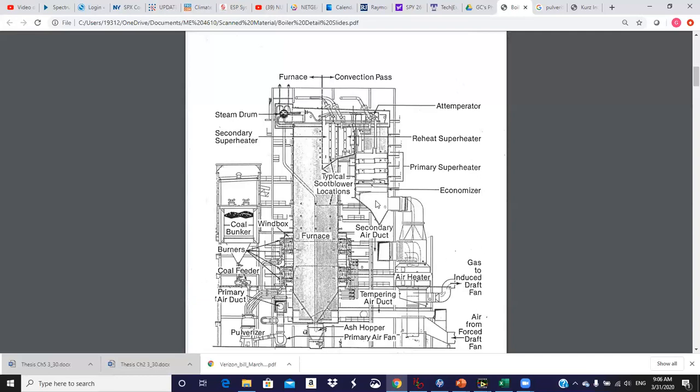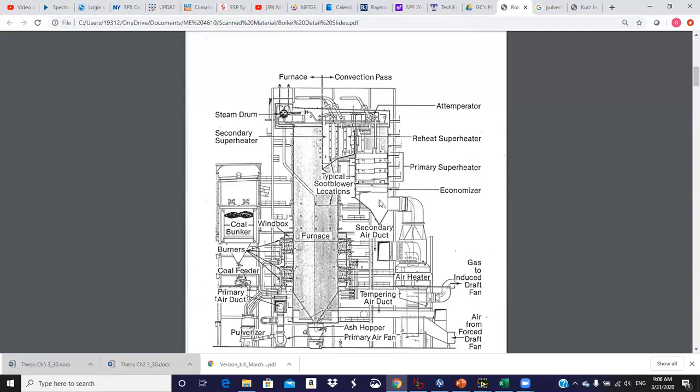We're showing up in the upper section here in the center, typical soot blower locations. So this pulverized coal, which is roughly the consistency of face powder, each little particle is a little chunk of coal. It has gases that volatilize or come out upon heating, which are very combustible. They burn readily.